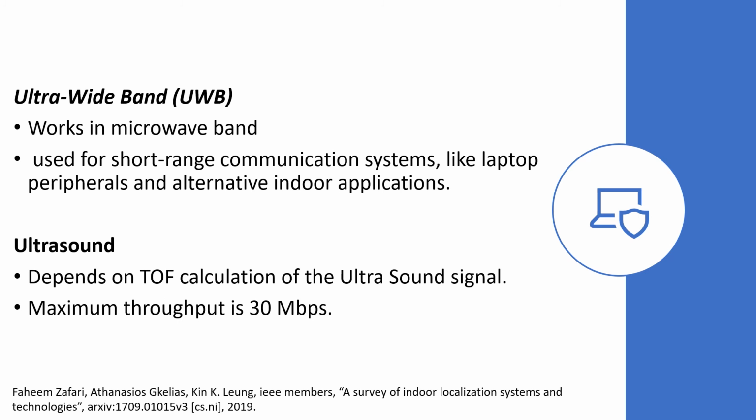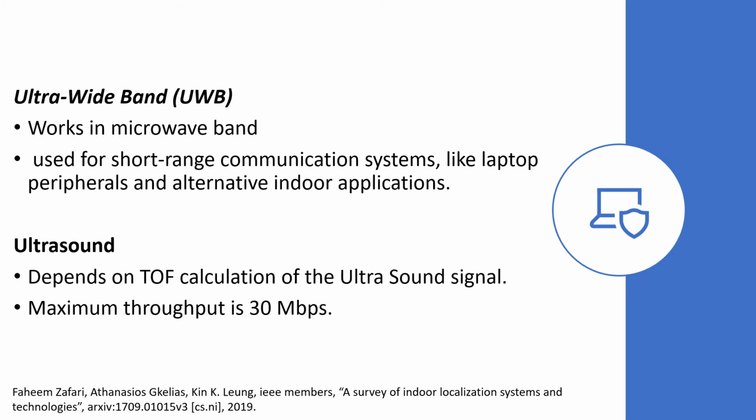So next is the ultra-wideband technology. Ultra-wideband works in the microwave band, the low frequencies of which are capable of penetrating building materials like walls. The technology is mainly used for short-range communication systems like laptops, peripherals, and other indoor applications. Ultra-wideband has been a very enticing technology for indoor localization because of its resistance to interference from other signals.